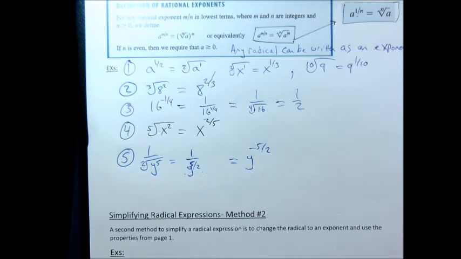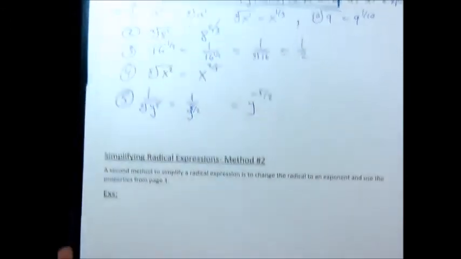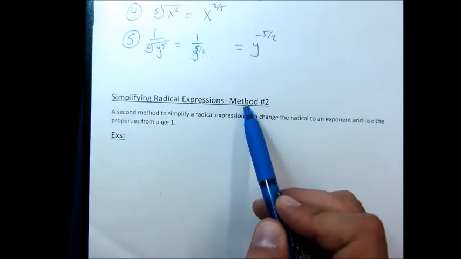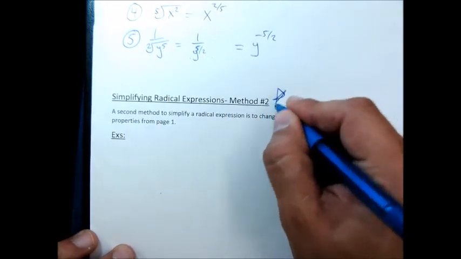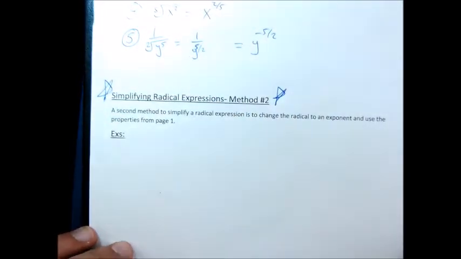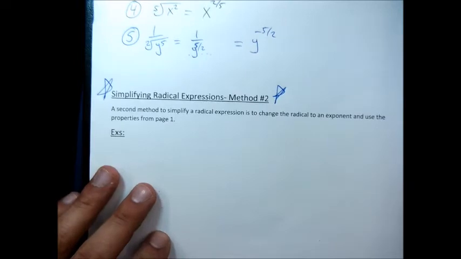So let's use it in something then. This is method number 2, right? Simplifying rational expressions, method number 2. This is the one I like. I think it's just better. I've said that more than once now, and I hope you believe me.